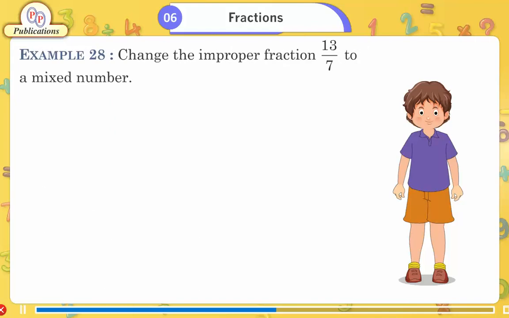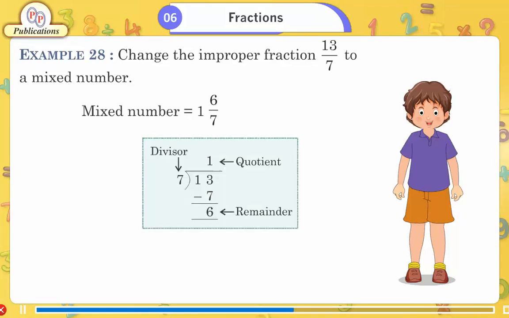Example 28. Change the improper fraction 13 upon 7 to a mixed number. Mixed number is equal to 1 and 6 upon 7. 13 is divided by 7. Divisor is 7. Quotient is 1. Remainder is 6. Answer: 13 upon 7 is equal to 1 and 6 upon 7.